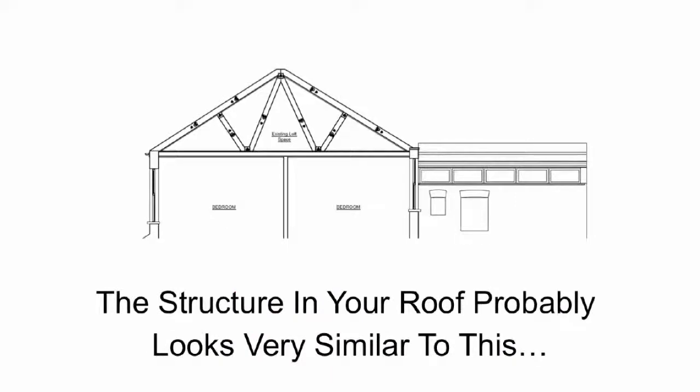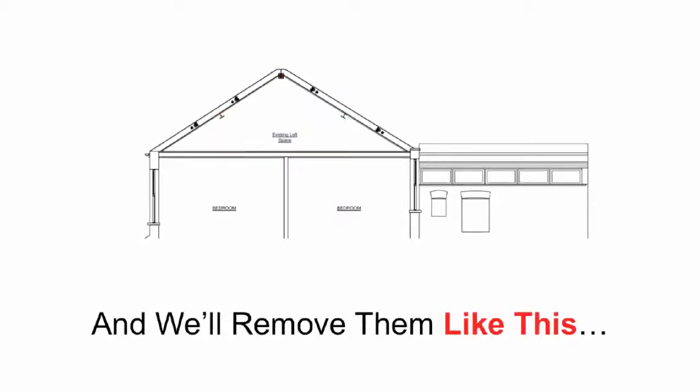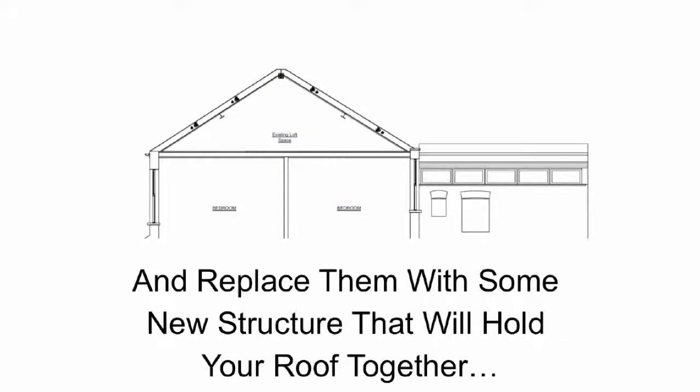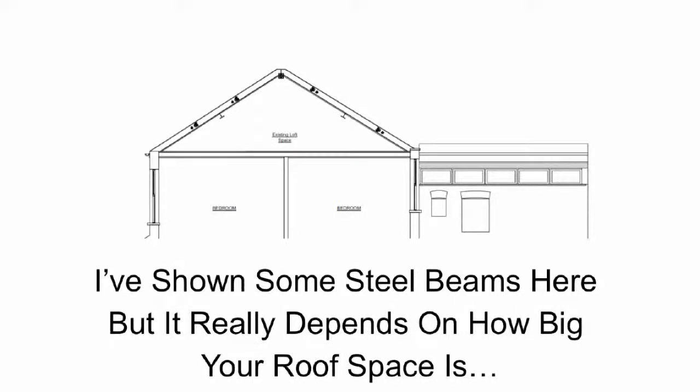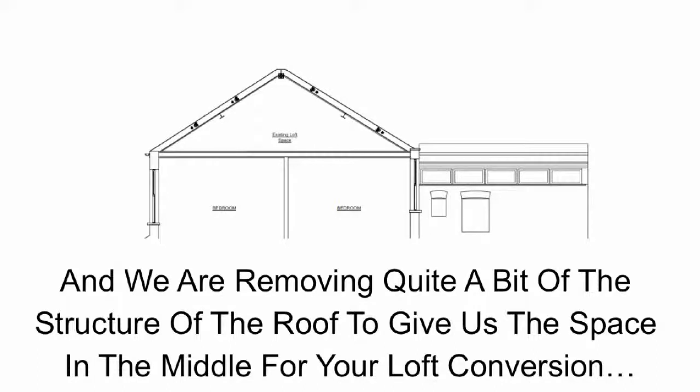The structure in your roof probably looks very similar to this. And to start to open up the loft space, we will need to cut out the timbers in the middle, and we remove them like this, and replace them with some new structure that will hold your roof together. I've shown some steel beams here, but it really depends on how big your roof space is. But more often than not, you will require some steelwork in there, as it is stronger than timber, as we're removing quite a bit of the structure of the roof to give us the space in the middle for your loft conversion.